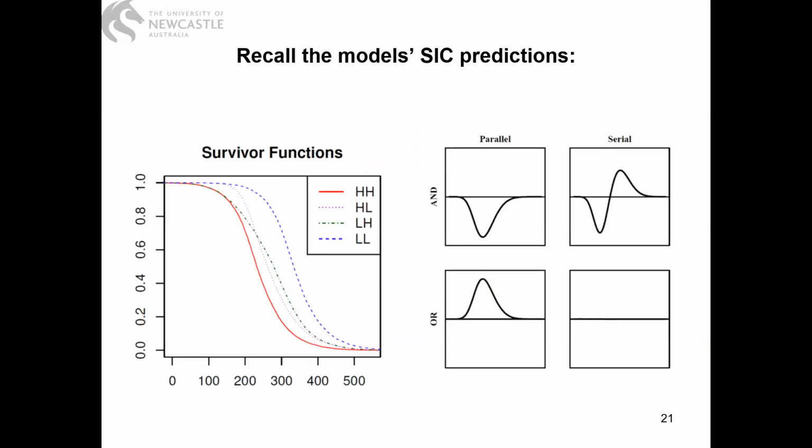So before we go on to see the results, let's recall the model predictions. On the left-hand side, we see an illustration of survival functions, and on the right-hand side, when putting those survival functions together to produce the SIC, we can see that parallel and serial models, coupled with the OR and AND decision rules, predict a unique signature for each model. That signature could be an all negative function, an all positive function, a flat line, or a function that starts negative and then tends to be positive.